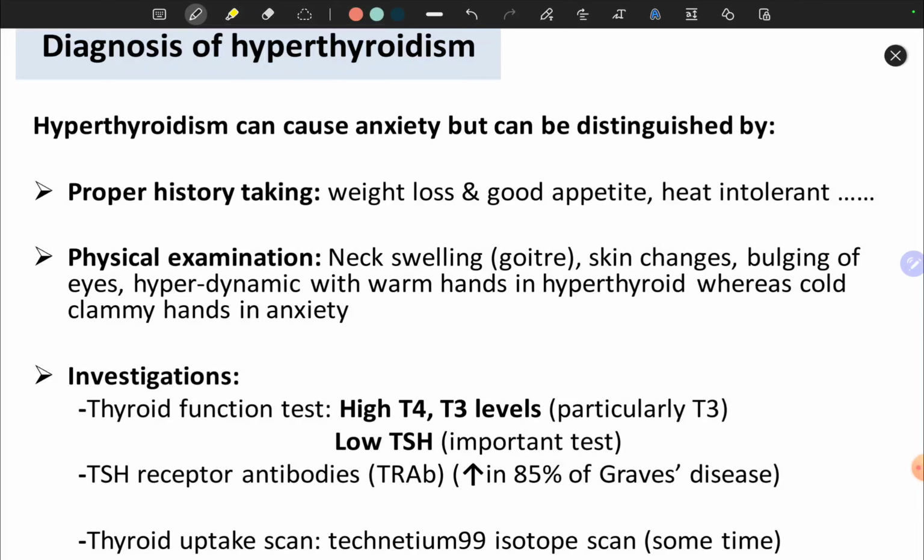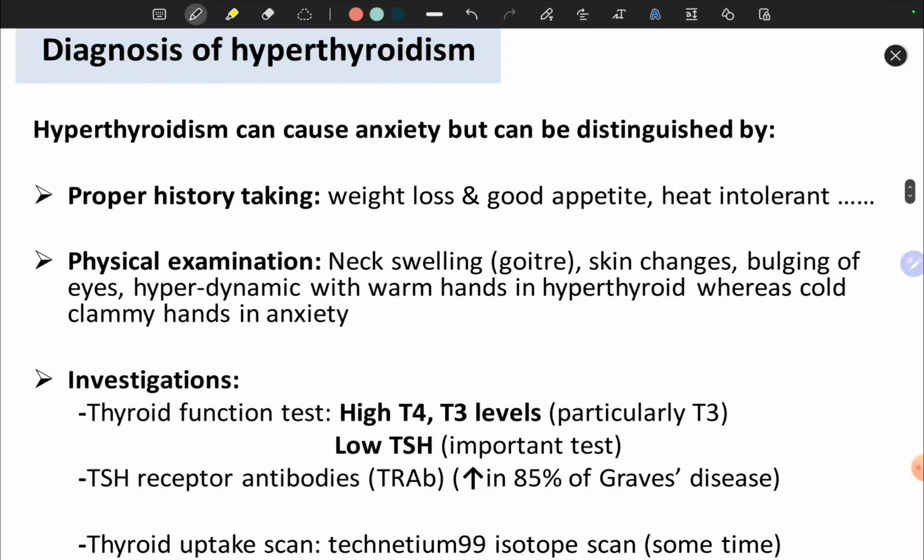We have 3 lines of investigations. All the 3 lines may not be indicated in every case. Okay? Thyroid function test, there will be high T4, T3 levels, particularly T3, and there will be suppression of TSH.